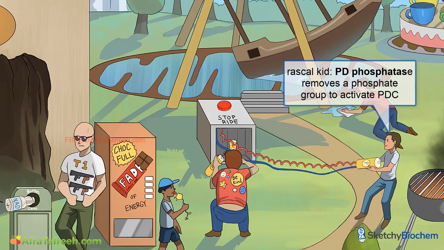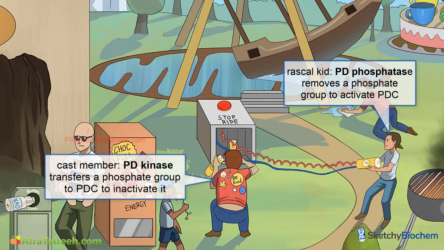In contrast, kinases kindly use ATP to transfer a phosphate group to a substrate or another enzyme. This kind cast member is trying to fix the stop-ride switch by putting a phosphate battery in it. PD kinase phosphorylates PDC to shut it down. Okay, so what exactly inhibits and activates PDC?